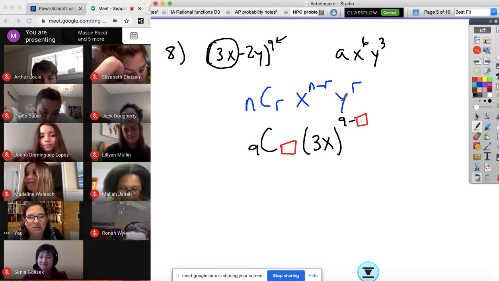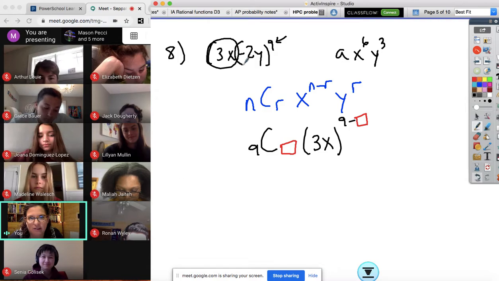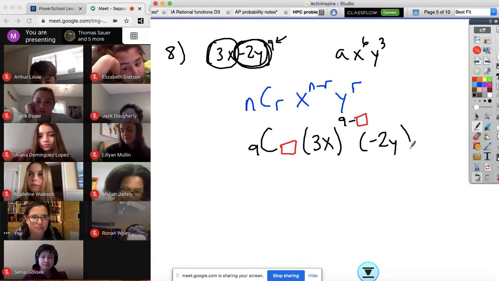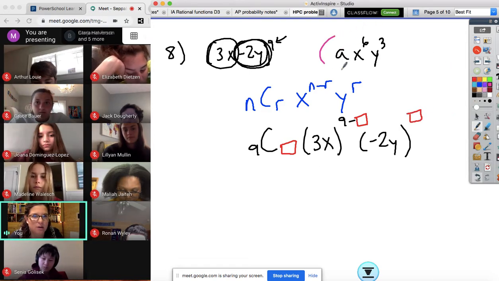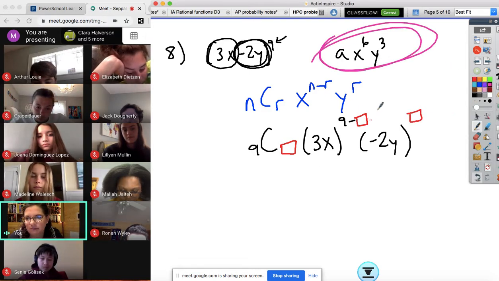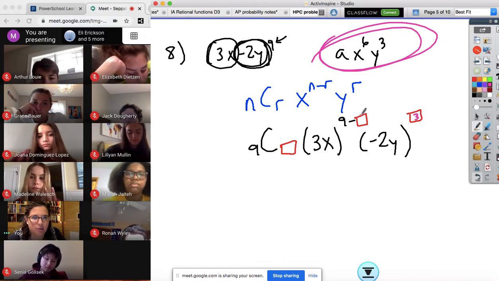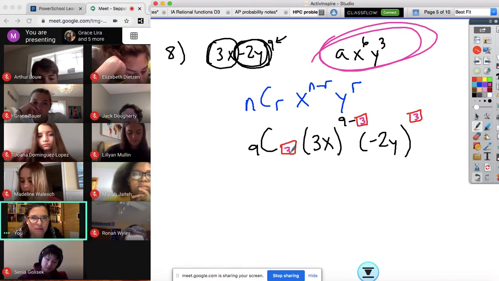The y in the formula is not just a y in this problem. It is whatever is listed second, and that's a negative 2y. And that's going to get raised to the r, which in this case is the red box. So I go up here and I look for my clues. I need to end up with a y to the 3rd in the end. So what's supposed to go in the red box here? Yeah, a 3. So put a 3 in all of those.